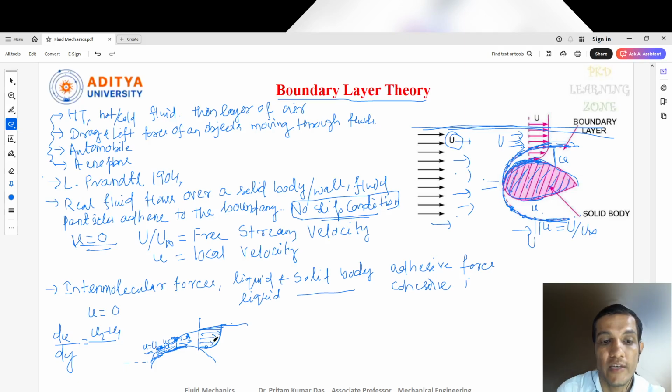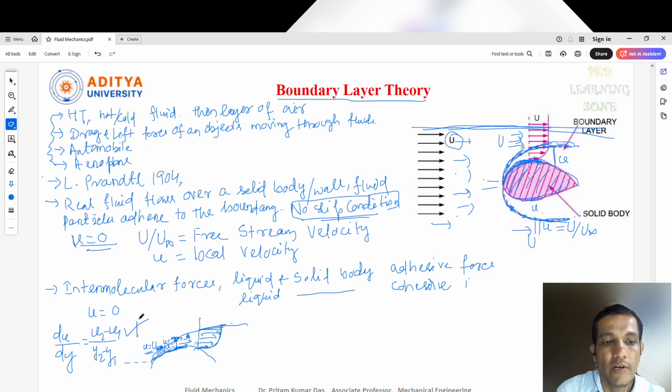Because a number of velocities are present in this layer. Suppose u0, u1, u2, u3, u4, like that, a number of velocities are there. So from layer to layer, the velocity values change with respect to the distance. That means the distance between these two layers, so this we can also write as y2 minus y1.